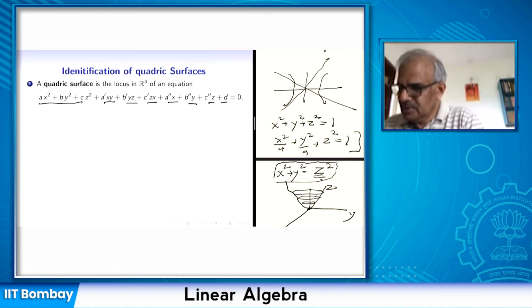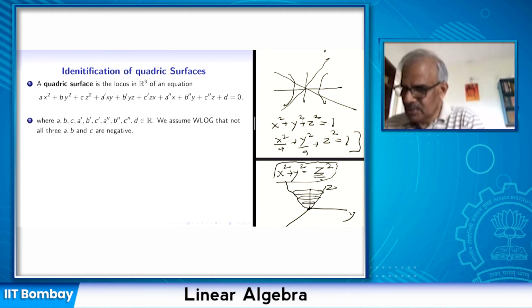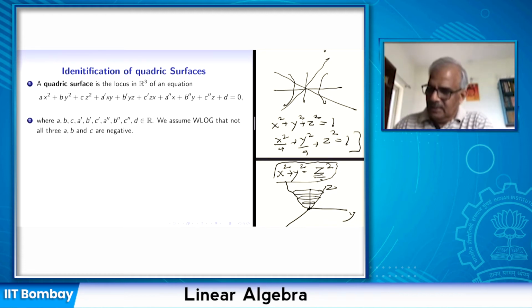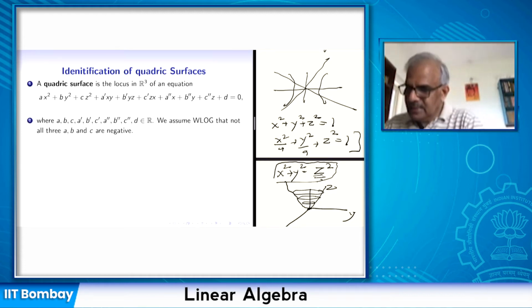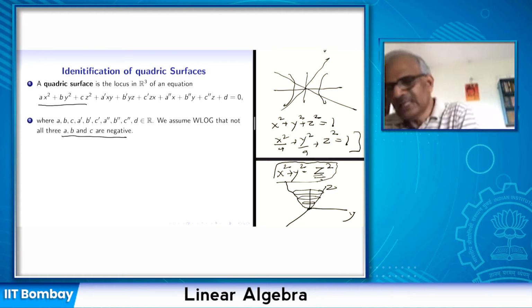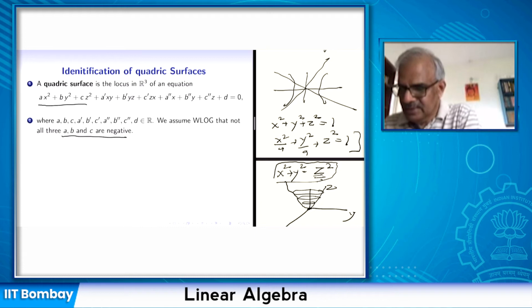So many kinds of surfaces are possible which are represented by quadratic equations. Now when I have written this equation, I can assume that not all three are negative. If all three are negative, I can multiply by a minus sign and get all three of them to be positive.